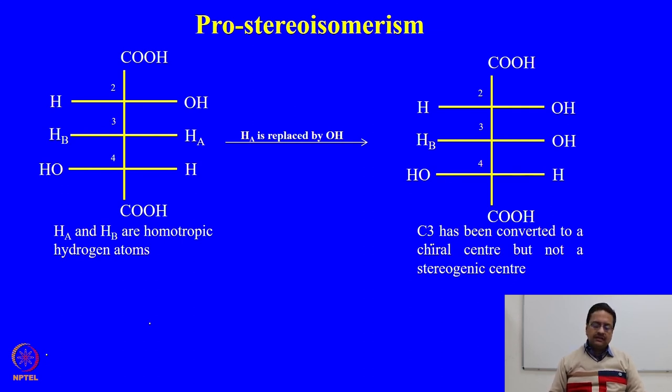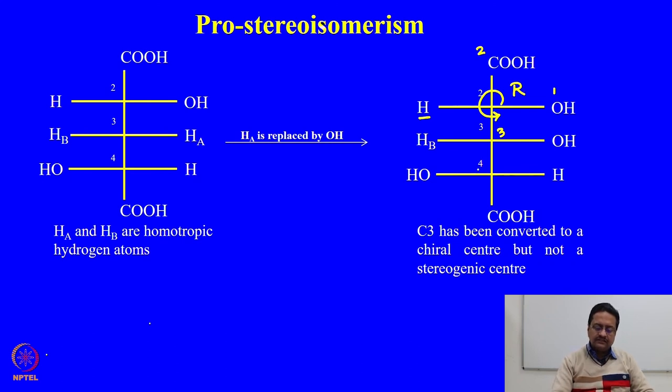How? Let us try to identify the absolute configurations of carbon centers 2 and 3. To find the absolute configuration, we need to identify the priority order of the groups connected to carbon number 2. This group OH is 1, this CO2H gets priority 2 and the group here gets priority 3. So, 1, 2, 3 is anticlockwise, so it should be S, but the lowest priority group is in the horizontal line, so the absolute configuration of that center should be R.